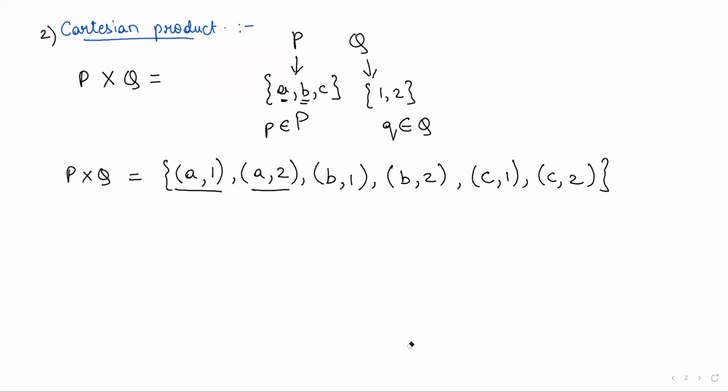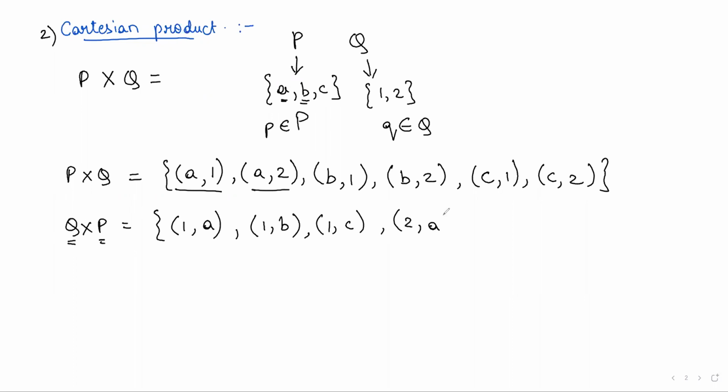Let's calculate the value of Q cross P. Q cross P is equal to, again, a set of ordered pairs. But first you'll mention Q's element. So Q's element is 1. Then you'll mention any of the elements from P at the second position: 1, comma b, 1, comma c, 2, comma a, 2, comma b, 2, comma c.